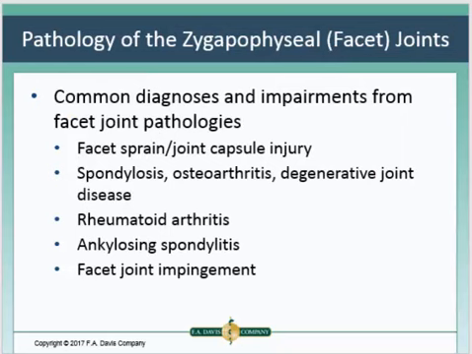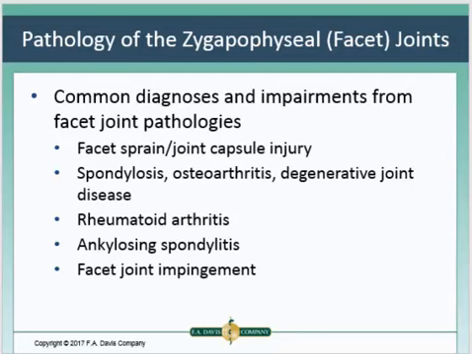Okay, now we're going to talk about the facet joints, or the zygapophyseal joints. Facet is easier to say, so we're going to stick with facet joint. So some common pathologies that you may see with facet joints. One is a facet joint sprain or a joint capsule injury. This is much more common if there's a trauma, a fall, or a motor vehicle accident. You can see the osteoarthritis, spondylosis, and degenerative joint disease. This is when you're getting bone spurs, wear and tear of those joints.